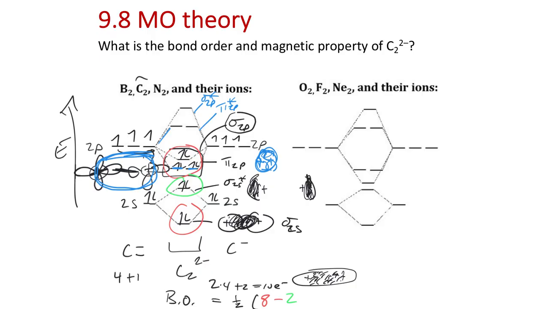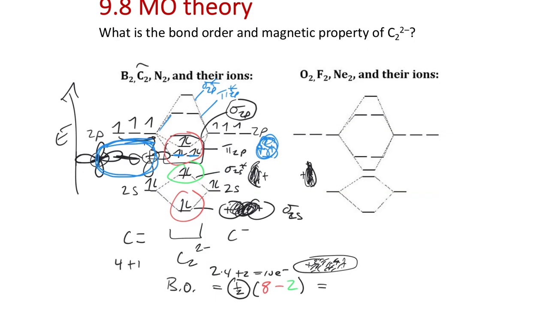So on average, I have 6 bonding electrons, and I need to cut those into pairs. So that's why we have the half here. And so that leads us to a bond order of 3 for a triple bond. And so if we were thinking that C2 2- would probably look like this, that makes a lot of sense from a Lewis structure. So a Lewis structure that satisfies the octet rule for both atoms.